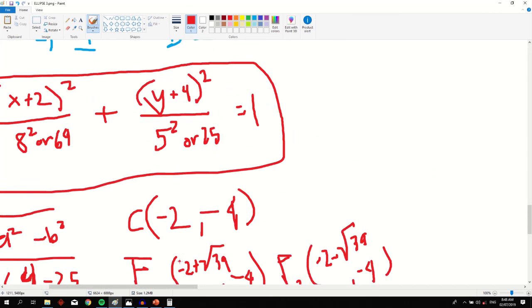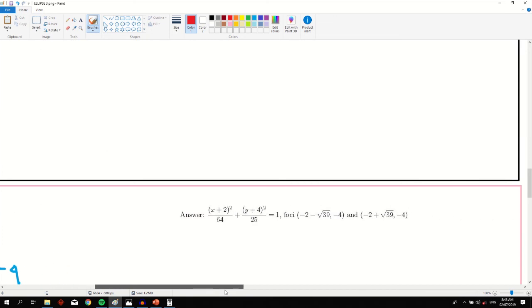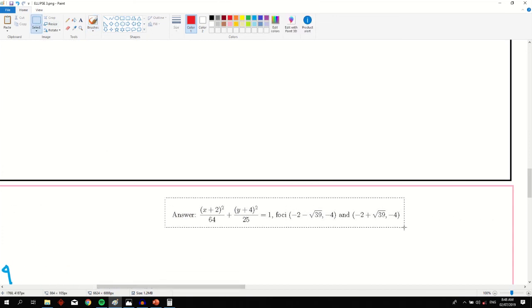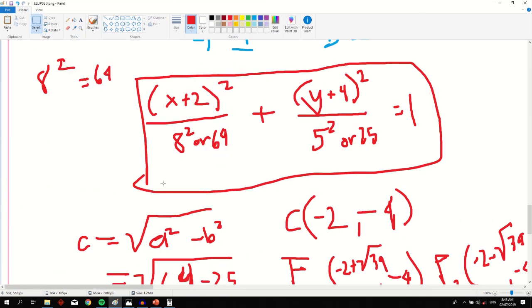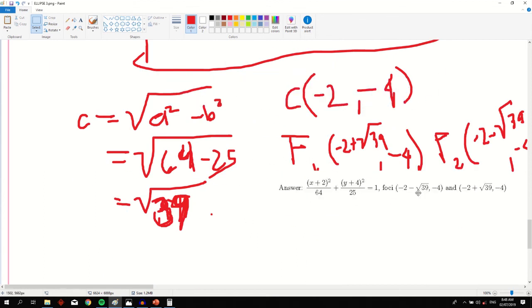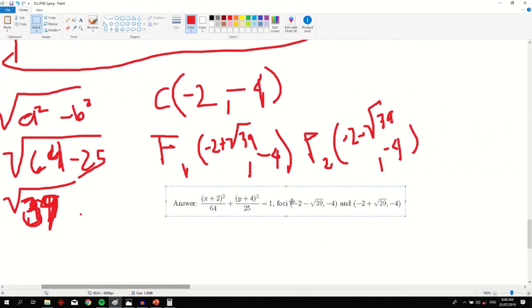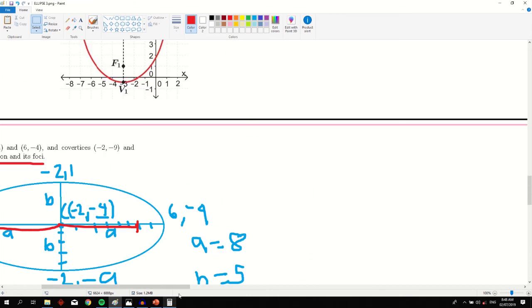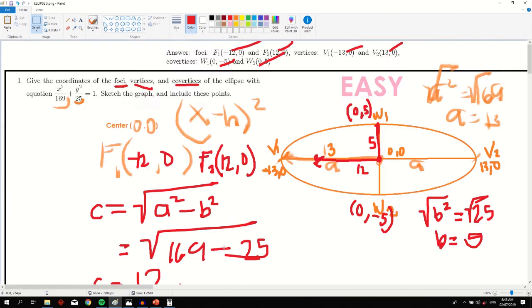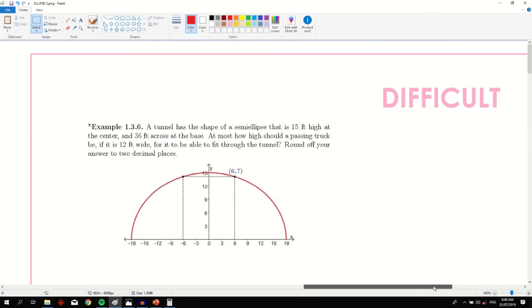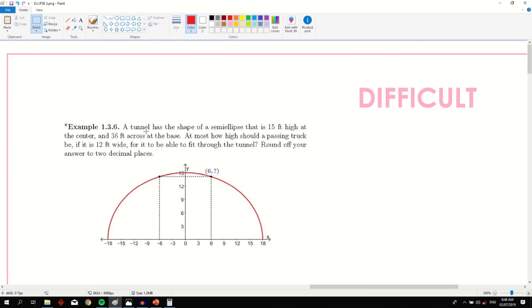So that's it. Okay, we will check our answer if it is correct. Our standard equation is the same. Our foci is also what? Negative 2 plus square root of 39 and negative 4 is also correct. So congratulations, we answered this correctly. So we're done with the easy and medium. Now we will take this to the next level with the difficult. It's more on a problem solving thing.